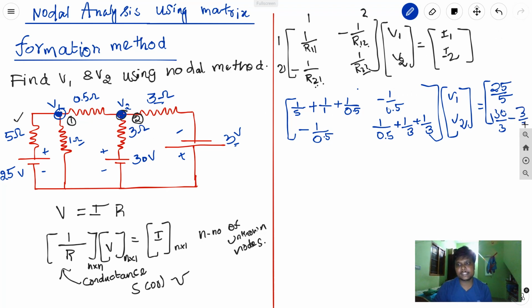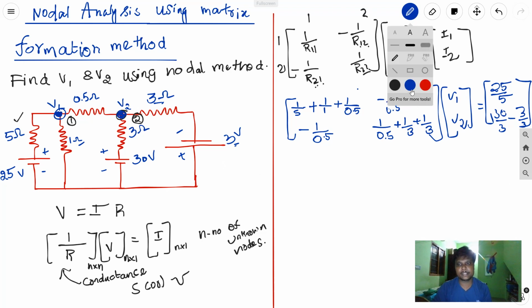Why am I putting minus here? Because the current is down. While we convert 3 volt 3 ohm into a current source, obviously the current direction is down. That is like the current is going away from node number 2. That means we have to take minus 3 by 3.